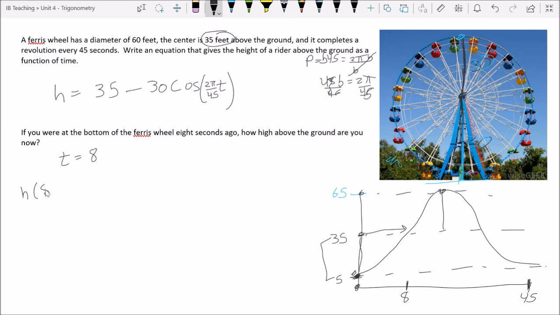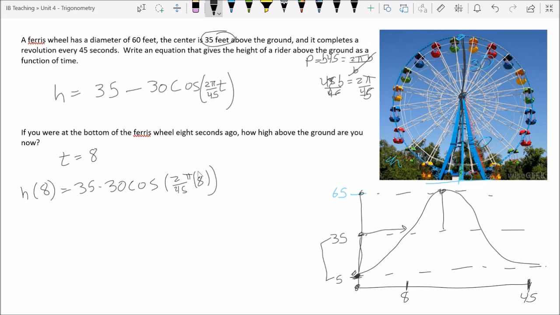We want h of 8, which is 35 minus 30 cosine of 2 times pi over 45 times 8. And this is totally a calculator exercise. Please do not spend a chunk of your life trying to do this by hand. So I'm going to take a moment here, plug this thing into my calculator. I'm typing it in. You can type it in practice too if you want. It would be a good idea.